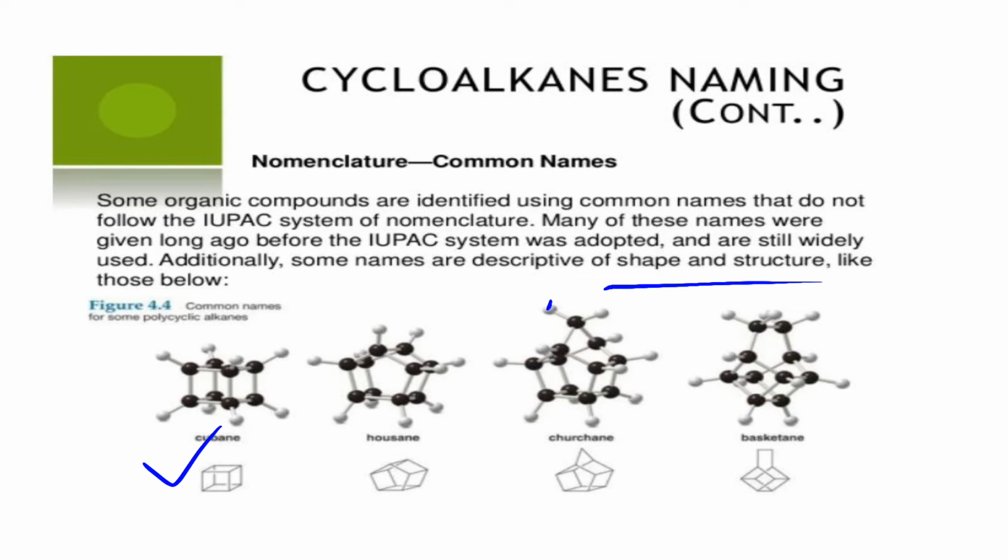Some examples: this is cubane, housane, which is a 5-membered ring, churchane, and basketane, named based upon the shape of the crystal. These are the common names: cubane, housane, churchane, and basketane.